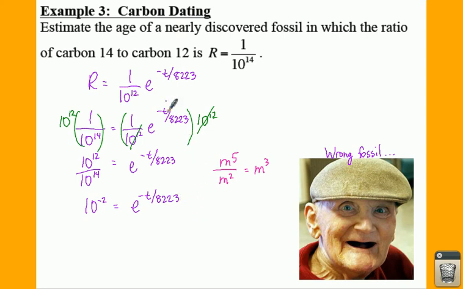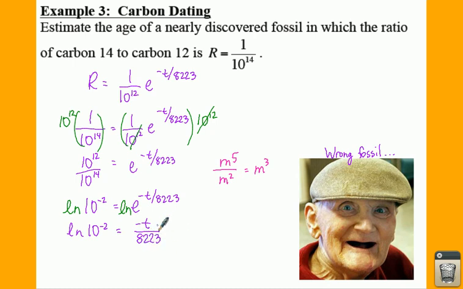And we are going to take the natural log of both sides. So I'm going to ln, the logarithme naturale. Was that French, Latin, Croatian? Not sure. So we get the natural log of 10 to the negative 2 equals negative t over 8223.